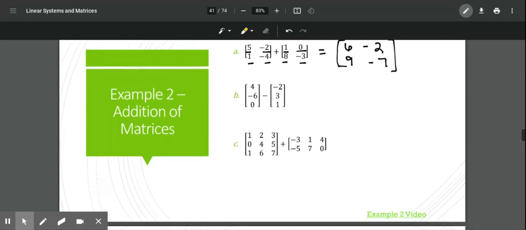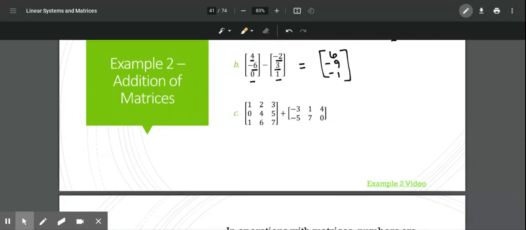To subtract, we do the same thing. And again, you first need to determine if they have the same dimensions, because if they don't have the same dimensions, you can't add or subtract them. So here, if we're subtracting, 4 minus -2 gives us 6. -6 minus 3 gives us -9. And 0 minus 1 is -1. When you look at C, we have a 3 by 3 matrix and a 2 by 3 matrix. Since the dimensions aren't equal, you can't add the matrices.